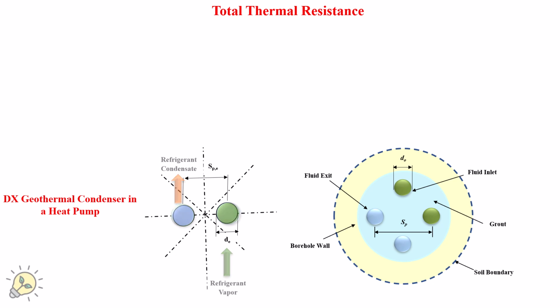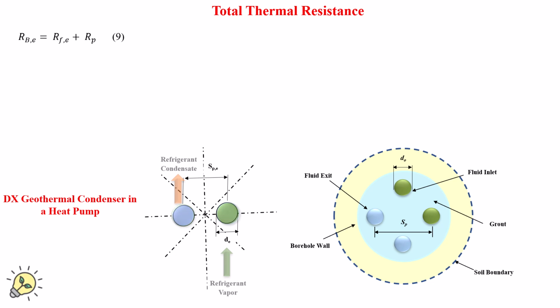And in this analysis, we have assumed that we have a direct contact heat exchanger, DX, and we will analyze the model for a case where we have a condenser heat exchanger, a geothermal heat exchanger. Then the fluid inlet is a vapor that is condensed and leaves as a refrigerant condensate. This is the DX condenser.